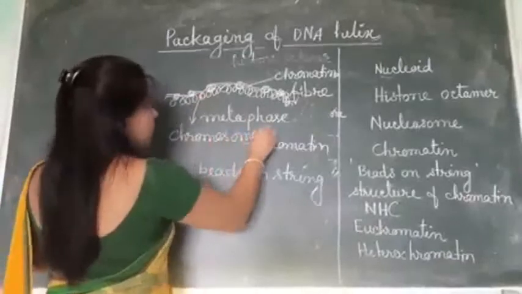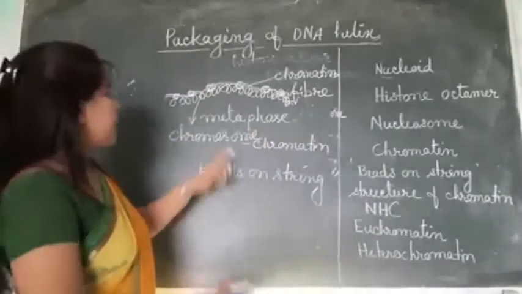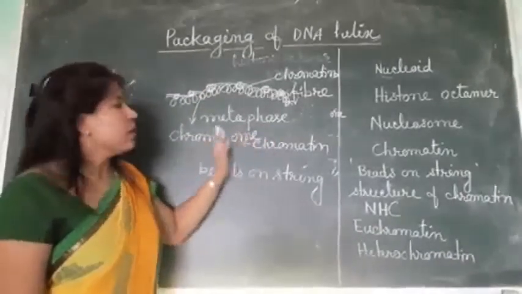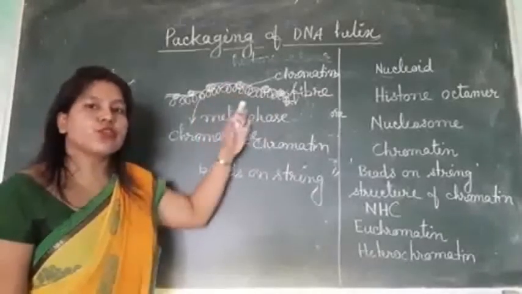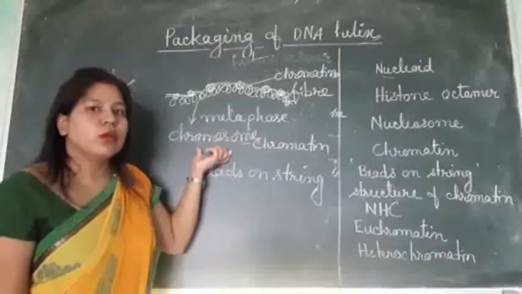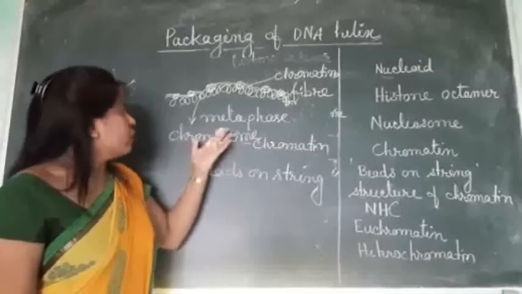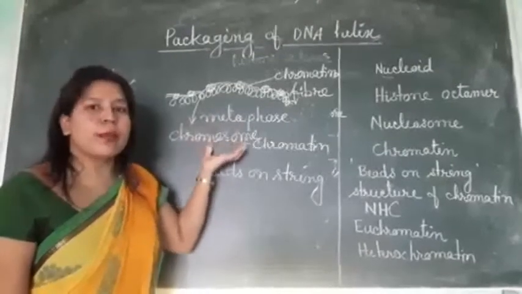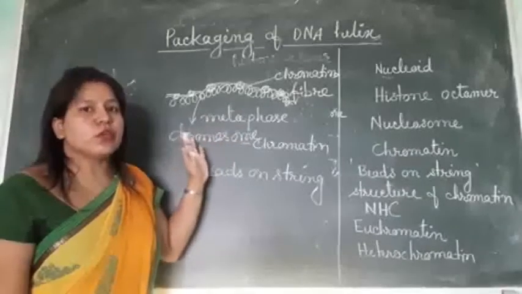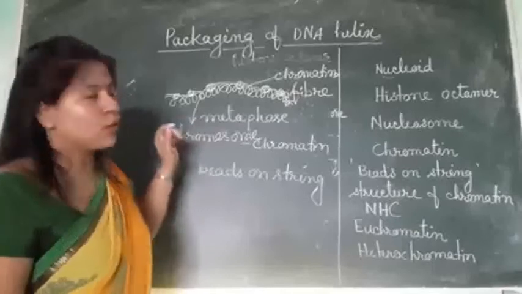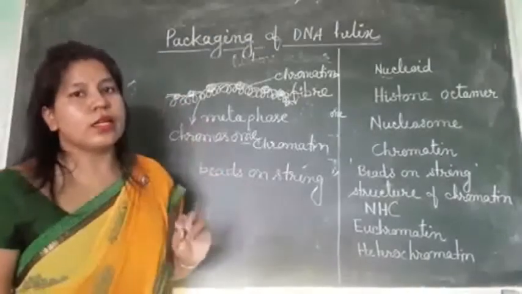Chromosome. Okay. So at metaphase stage of cell division, the chromatin fibers are further coiled and become more condensed to form chromosome. Clear? So if I ask you when does chromosome appear, you have to answer: at metaphase stage of cell division, chromosome appears.